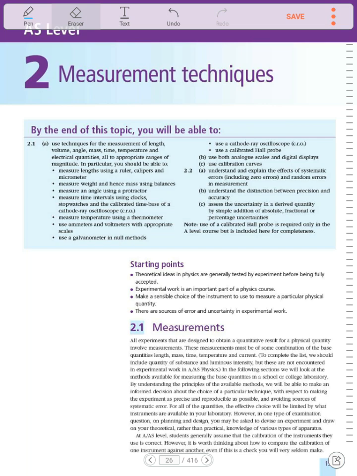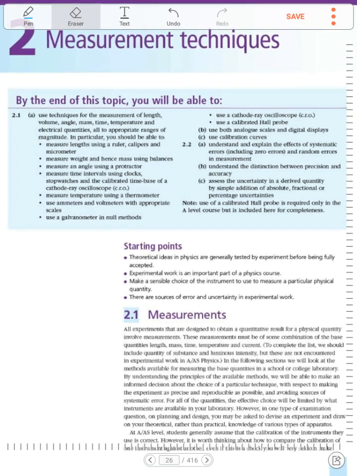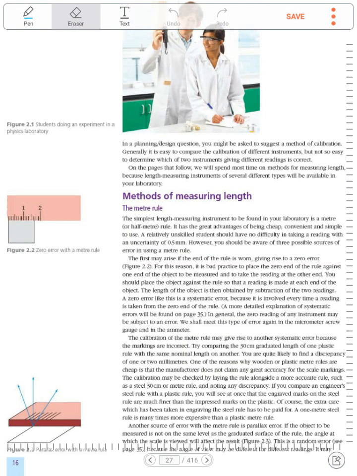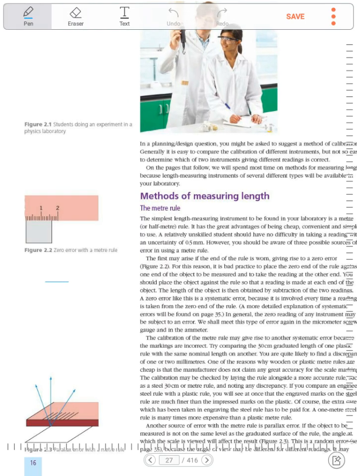Okay. Now let's start with chapter 2, which is measurement techniques. You have to measure many things through the practical exam. When you are asked to measure something, you have to use devices, like a meter rule or a micrometer. You have to look perpendicularly to the object when you measure. So your eye has to be perpendicular to the point, okay? And you have to remember to start from 0.